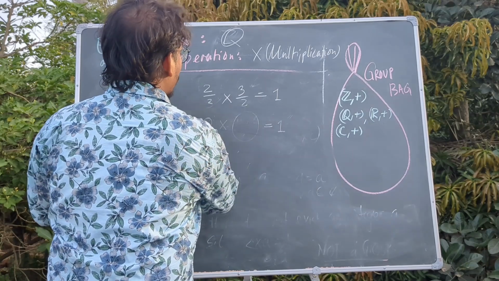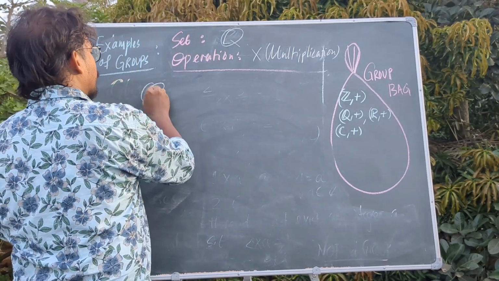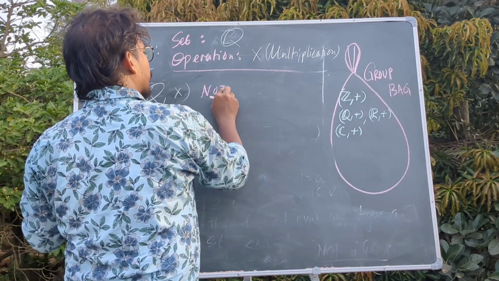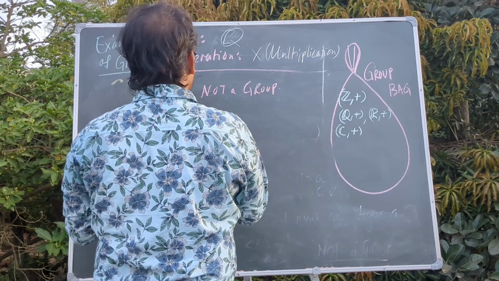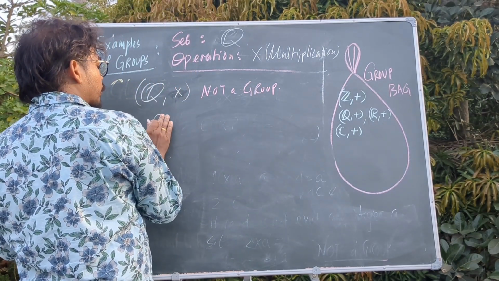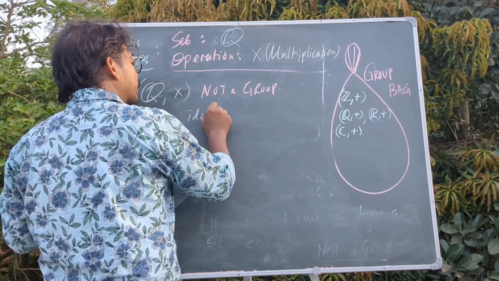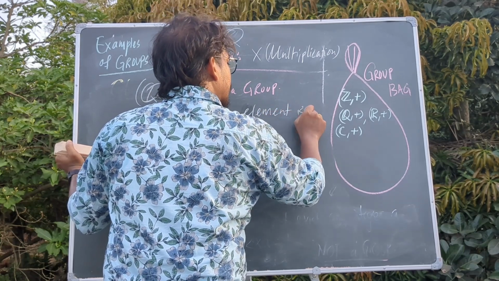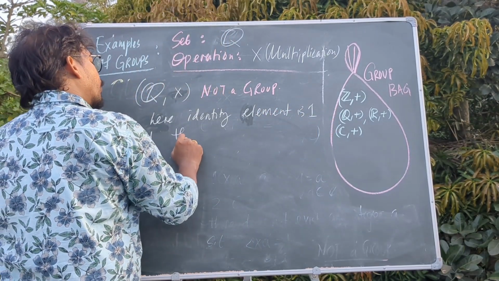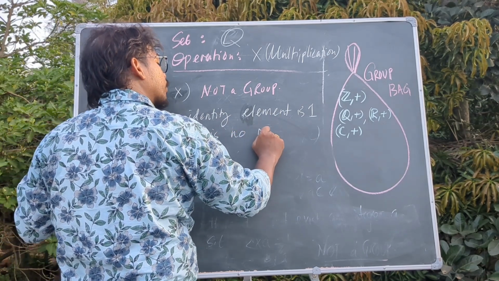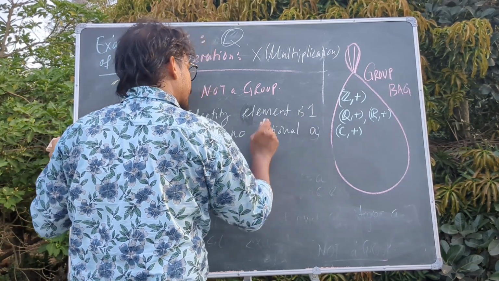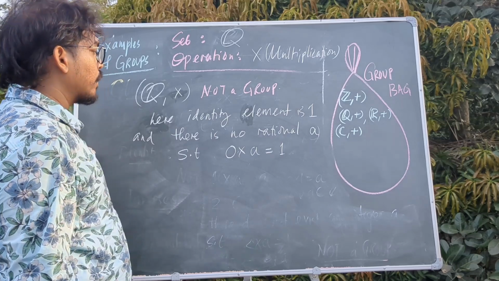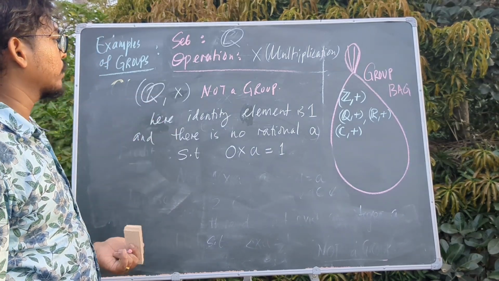So this is not a group, because Q, the set of rationals under multiplication, is not a group, because the identity element is 1, and there is no rational a such that 0 times a equals 1. Hence the set of rationals under multiplication is not a group.